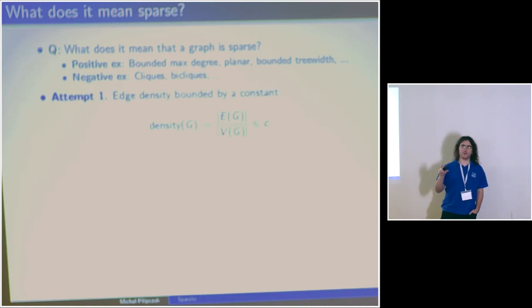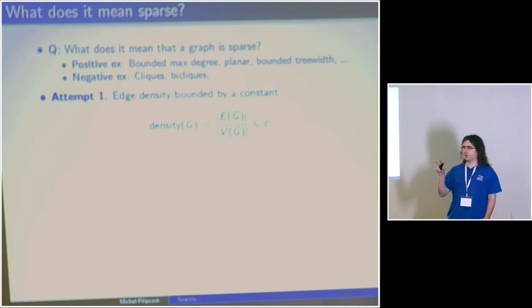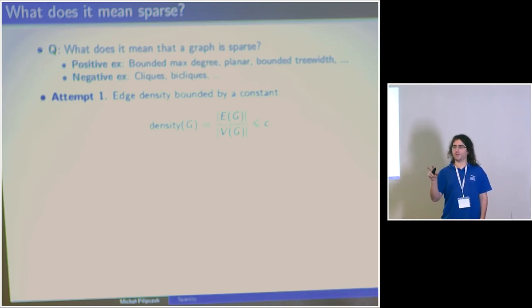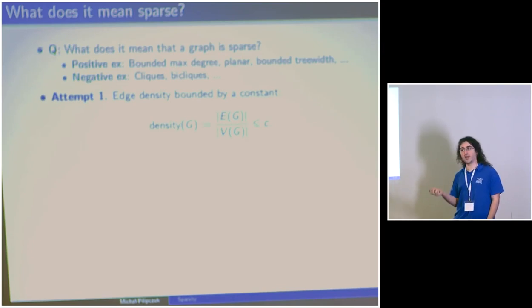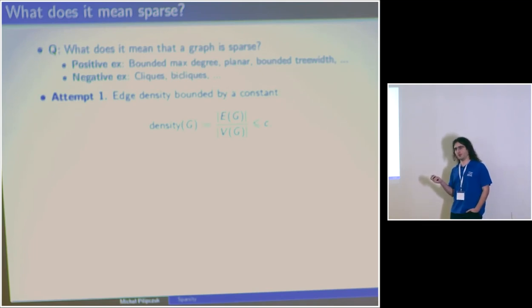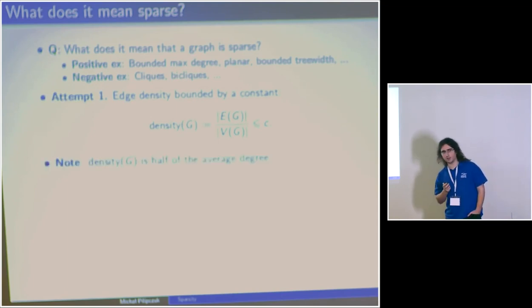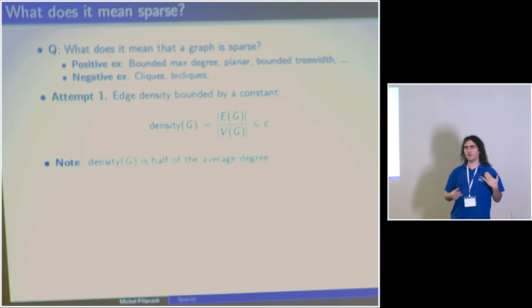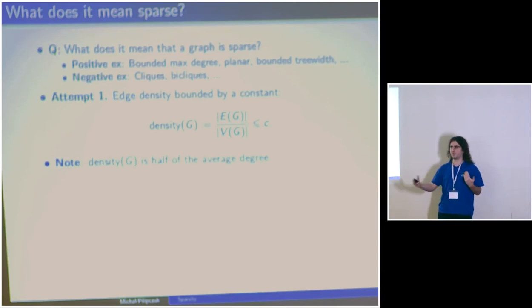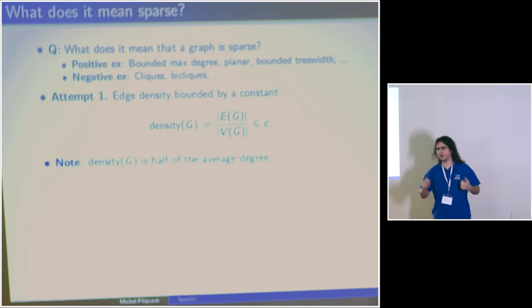Okay, so let's try to go further. Let's make a first attempt. What does it mean for a graph to be sparse? Namely, the number of edges of the graph divided by the number of vertices, the edge density of a graph, is bounded by some fixed constant c. Note that by the handshaking lemma, the number of edges of a graph is half of the sum of the degrees. So this density of a graph is half the average degree. So bounding the edge density is the same as bounding the average degree of a graph.